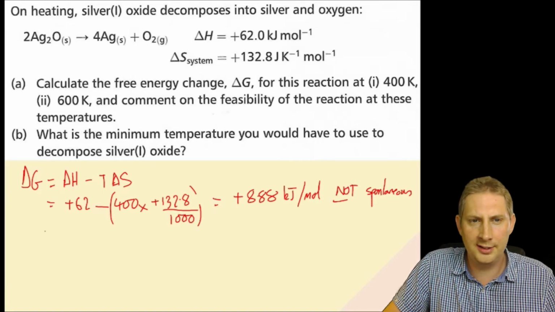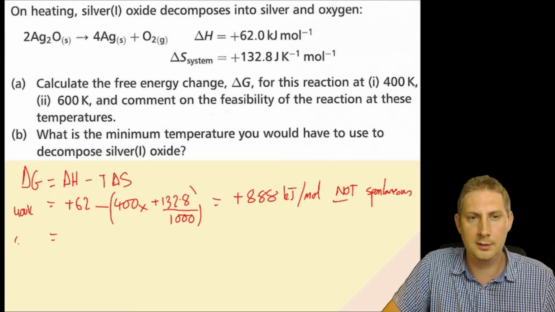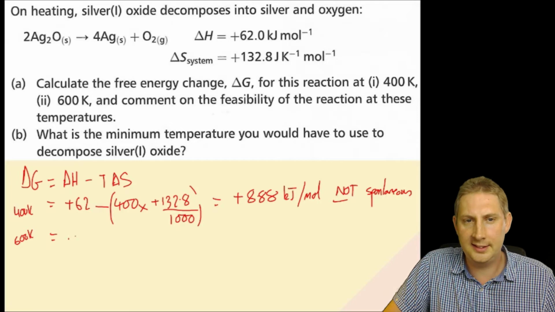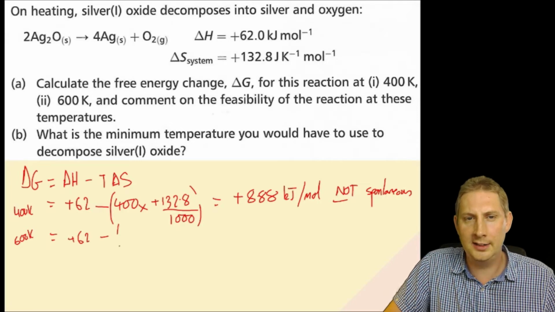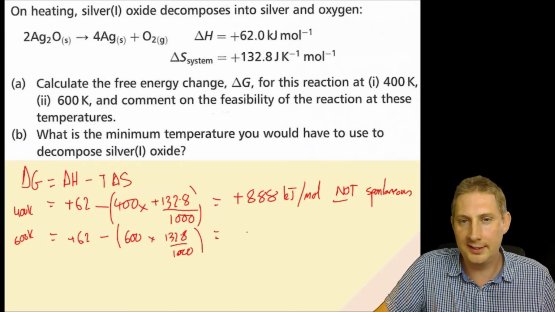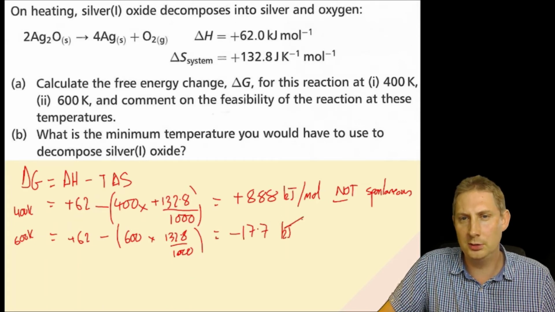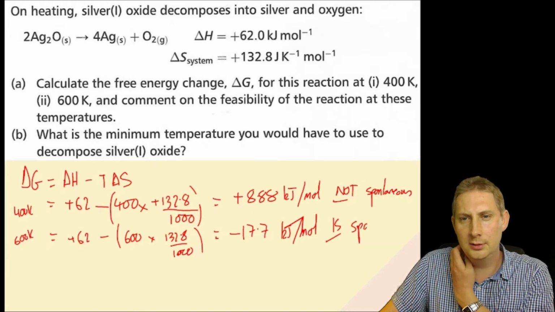In contrast, at 600 Kelvin, plus 62 minus 600 times 132.8 over 1000 equals minus 17.7 kilojoules per mole. So that is spontaneous.